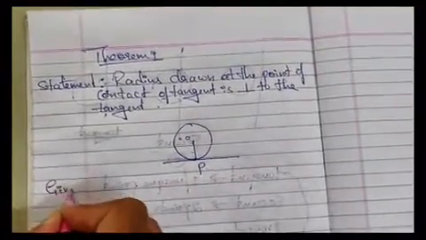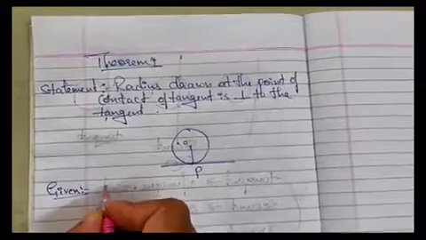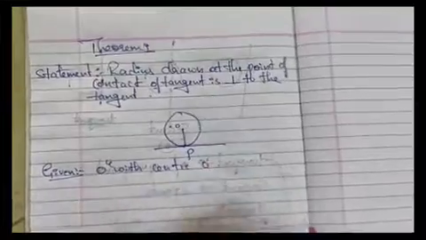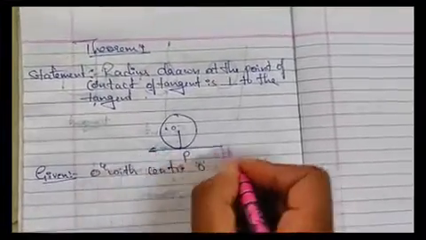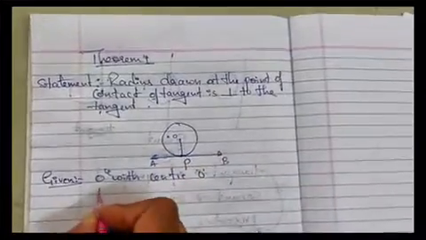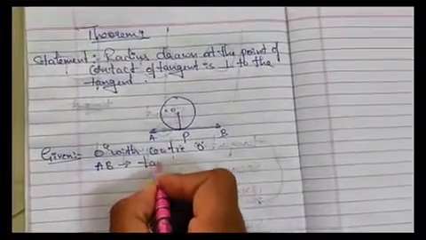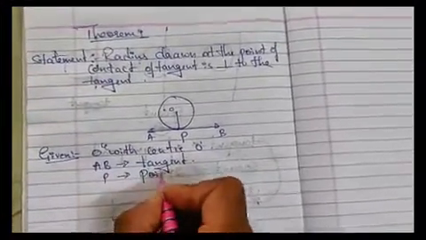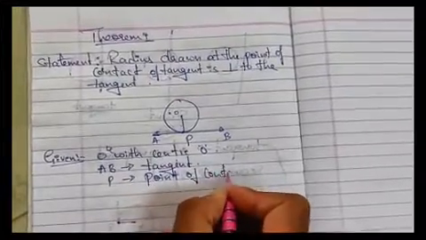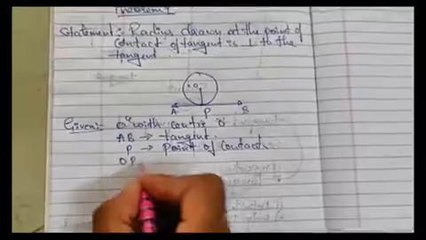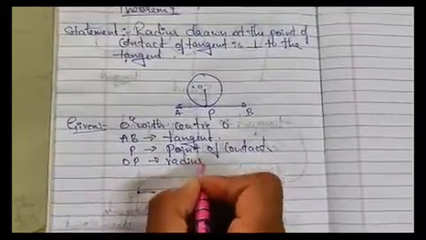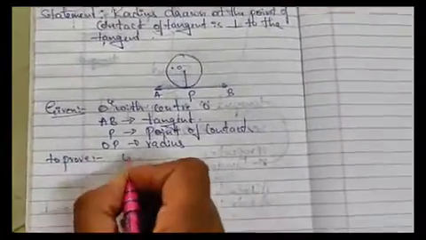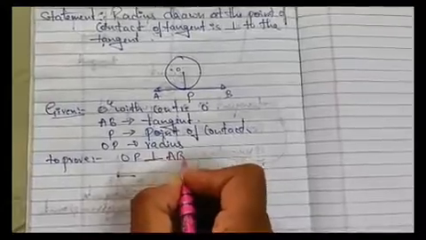So let us write what is given. Given: circle with center O. Let us name this as AB. AB is the tangent. P is the point of contact. OP is the radius of the circle. So what we have to prove? We are going to prove that OP is perpendicular to AB.